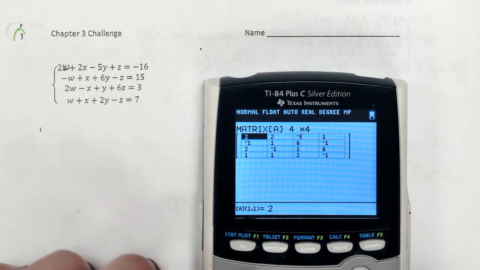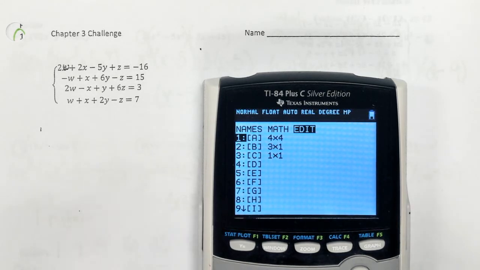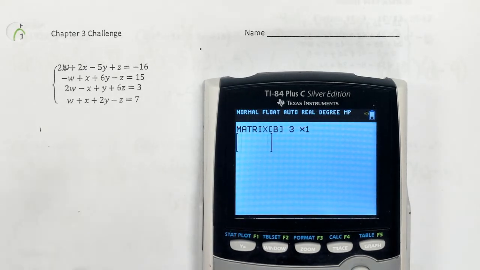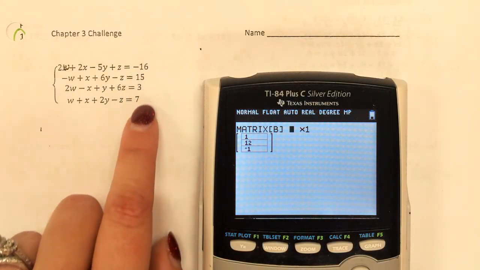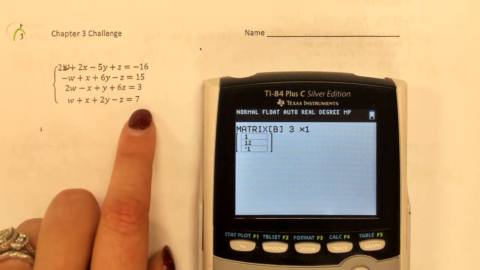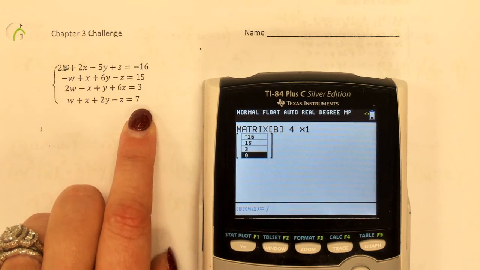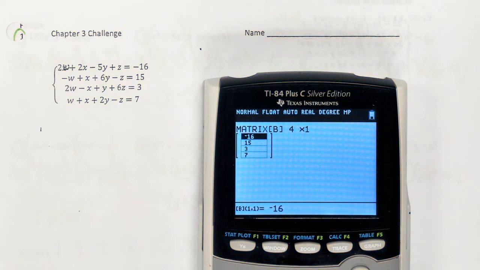Alright, then we go back to second matrix. We go over to edit, but we're not going to edit the first one. We're going to edit the second one. What size is what it equals? 4 by 1. There you go. So we got -16, 15, 3, and 7. Y'all okay so far? Everybody typing this in with me?